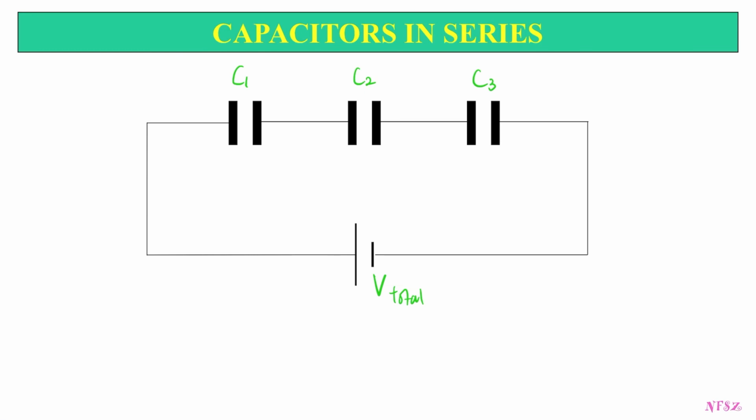Okay. So in series, you need to know that each one has Q, Q1, V1, Q2, V2, Q3, V3. Meaning C1 is the capacitance for this one, Q1 is the charge on the first capacitor, V1 is the potential difference for C1, and so on. Okay, so what you need to know is that first we have C effective, or C total. The formula is 1 over C effective.